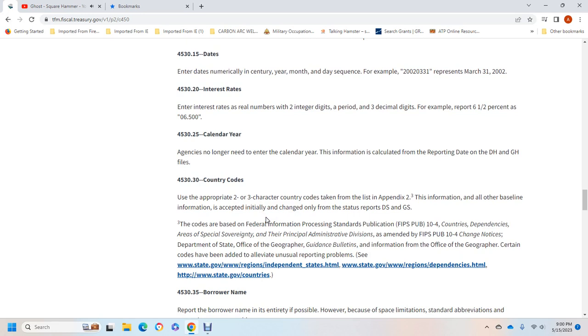The code is based on federal information processing standards. The scan of the publication country depends for the agency for the special sovereignty for the principal administrative of the divisions, amended with the FIPS publication 10-4, changes of the tone for the Department of State with the Office of the Geographer, with bulletin information from the Office of the Geographer. Certain codes have been added to alleviate unusual reporting problems. The state.gov, the regions, independent states, depends for the HTML, state.gov countries.